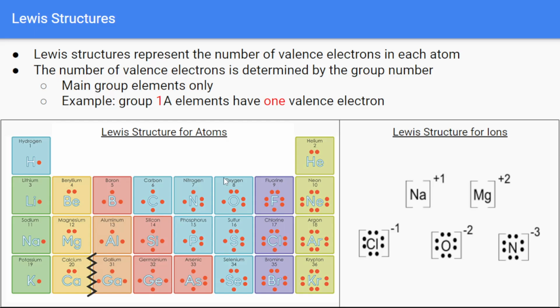We have Lewis structures for atoms and for ions. Atoms represent the number of valence electrons, but with ions it's different because for cations, we show it with no valence electrons in brackets with the charge, but for anions we show a full valence shell, brackets, and charge. And this is because cations lose that outer shell, they donate the electrons, where anions gain the electrons to fill that outer shell.